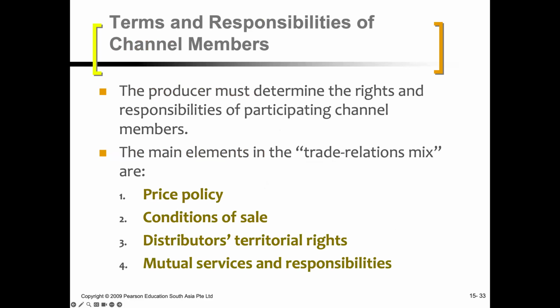The terms and responsibilities of the channel members. The producer must determine the rights, the terms, and the responsibilities of participating channel members. The main elements in the trade relation mix include the price policy, conditions of sales, distributors' territorial rights, and mutual services and responsibilities.